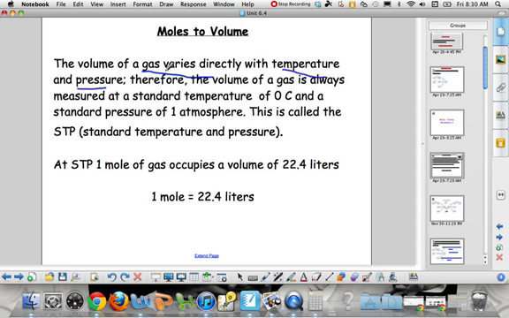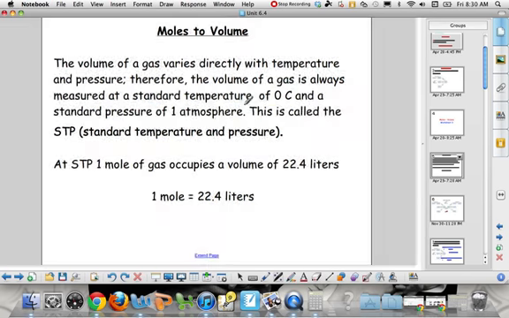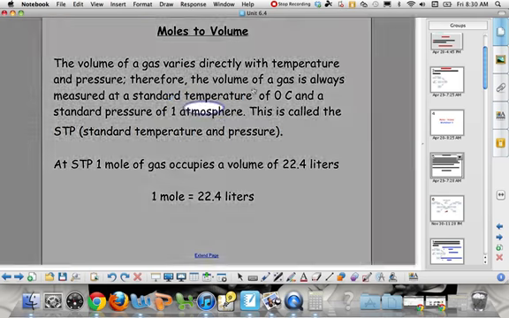So when we are measuring the volume of 1 mole of gas, we need to make sure that we have what we call STP, or a standard temperature and a standard pressure. STP means standard temperature and pressure. So when we're measuring the volume of 1 mole of gas, we always do it at 0 degrees Celsius. That's our standard temperature. And we always do it at a pressure of 1 atmosphere.